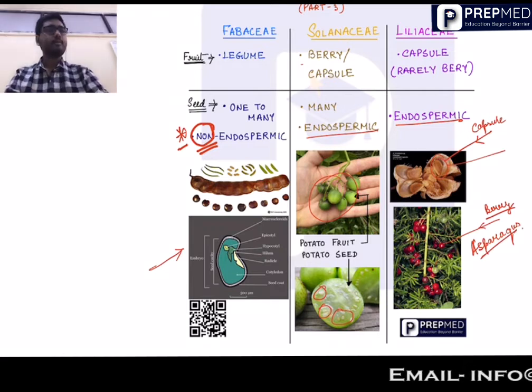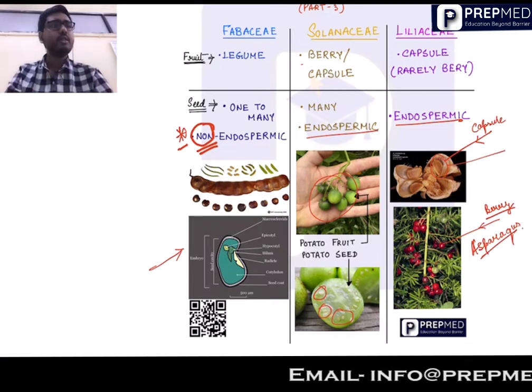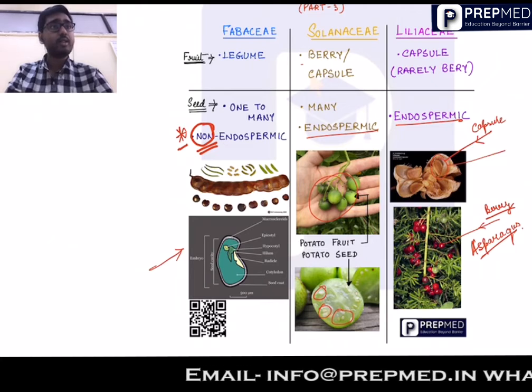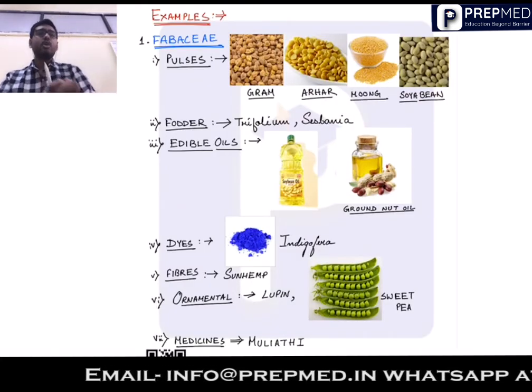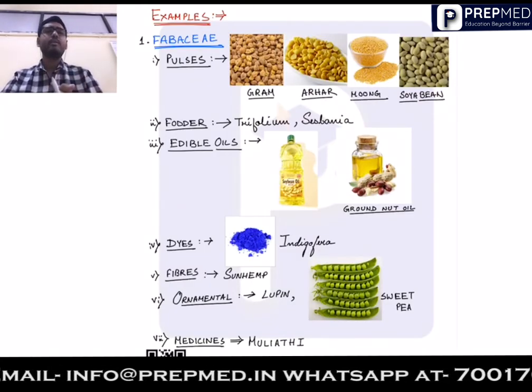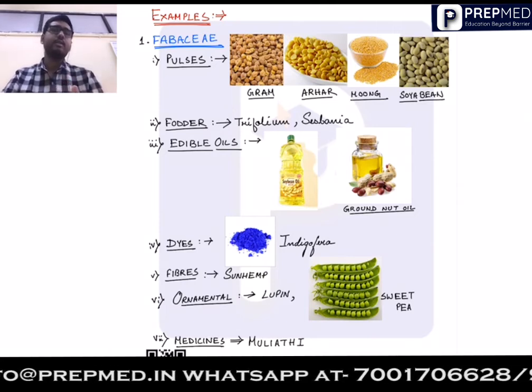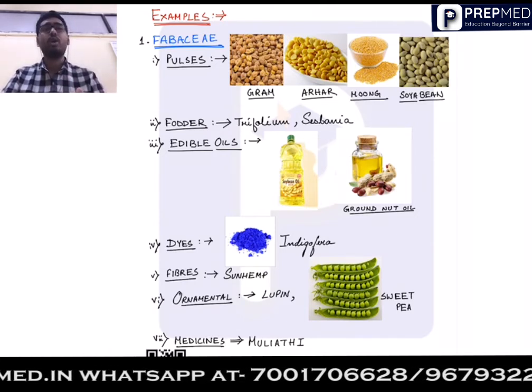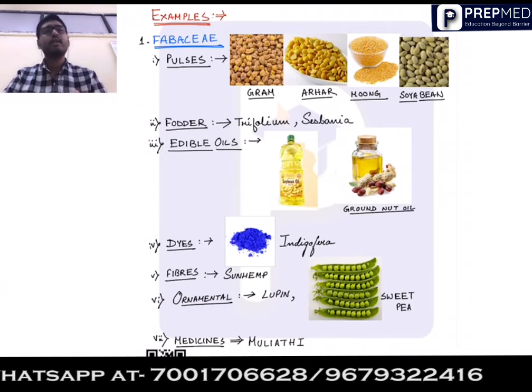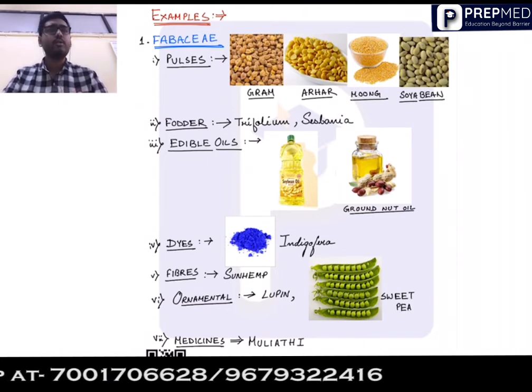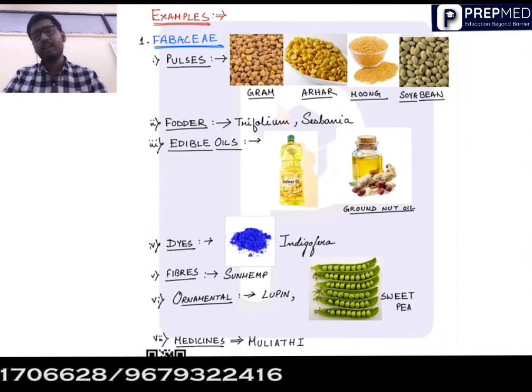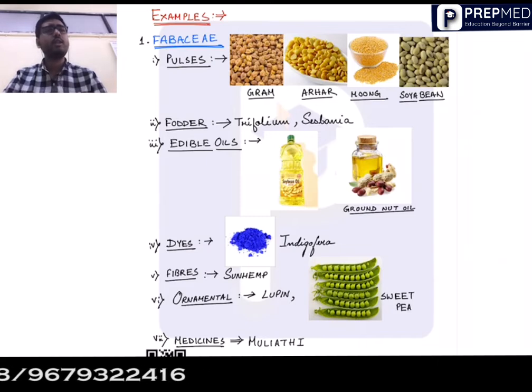Okay, now let's come to the next part, the most important part, examples. Whenever you think about dal in our Indian staple food, you will obviously be thinking about arhar and moong, undoubtedly. So they are the pulses found in our staple Indian diet. Along with arhar and moong, there are gram and soya bean.